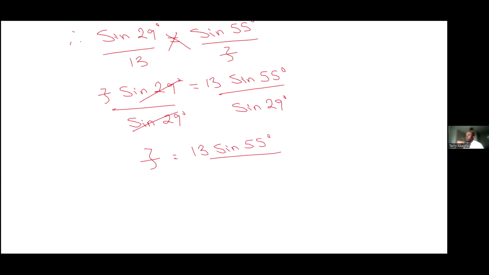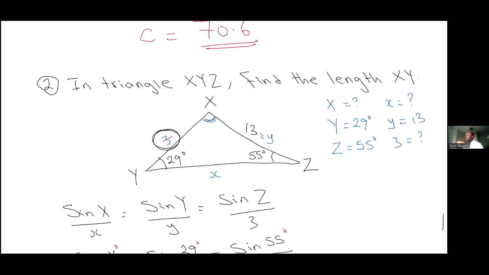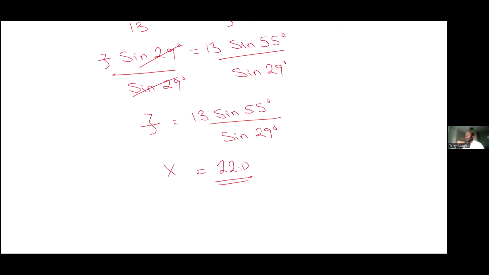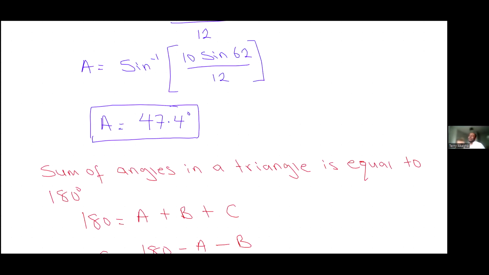When you press this in your calculator, it should give you 22.0. So if the unit of this was 13 cm, then this is going to be 22 cm. Therefore, length XY, which was the same thing as z, is 22 cm. And that is how you solve questions on this. So that is that for that, and we are done.